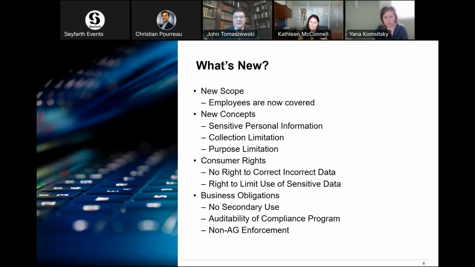Historically, there was not a right to correct incorrect data. There will be now. And the new obligations that we're going to start seeing are an additional agency for enforcement and the affirmative rights around needing to have accountability mechanisms in place that are auditable. Additionally, there's the no secondary use concern, but that's similar to collection and purpose limitation. We can get into that later.